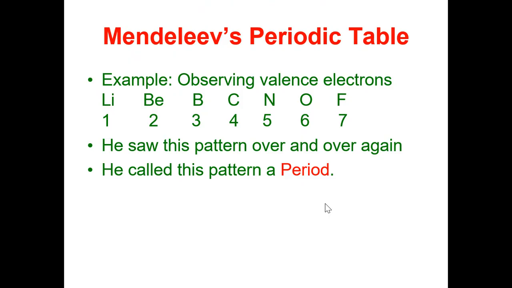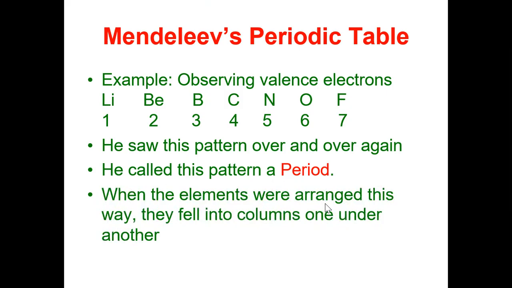Now, this is an oversimplification because honestly, in the 1860s, we were just learning a little bit more about the structure of the atom. So he wasn't necessarily looking at the valence electrons, he was looking purely at their patterns, but I just want to note that this is the pattern that he noticed.